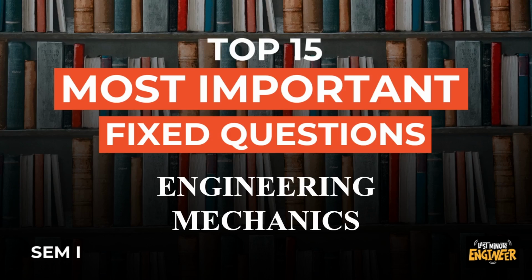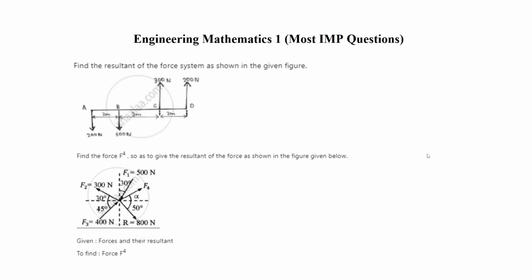In this video, we are going to see the most important fixed questions of engineering mechanics, which are asked the most in the question papers of previous years. So let's see. The first one is to find the resultant of the force system as shown in the figure. This question is almost repeated 2 to 3 times in last year previous year question papers.